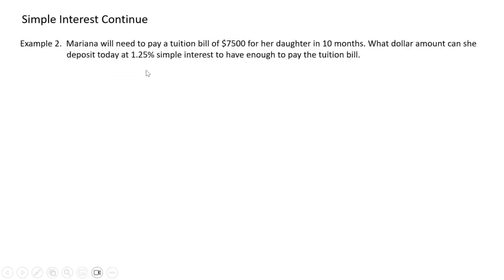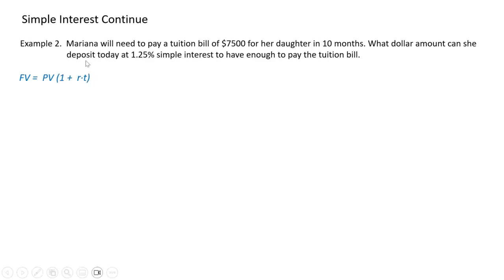Simple interest continues. Example number 2. It says Mariana will need to pay a tuition bill of $7,500 for her daughter in 10 months. What dollar amount can she deposit today at 1.25% simple interest to have enough money, I mean, to have enough to pay the tuition bill?